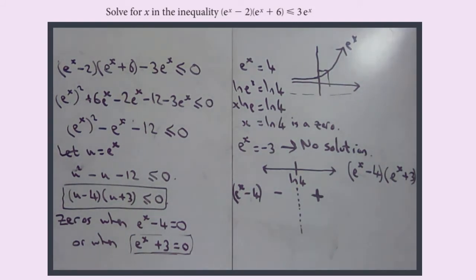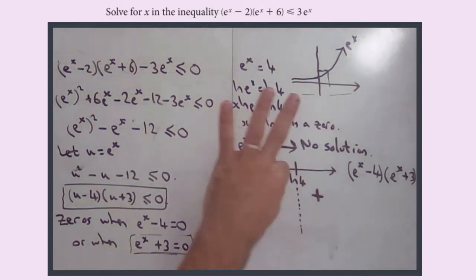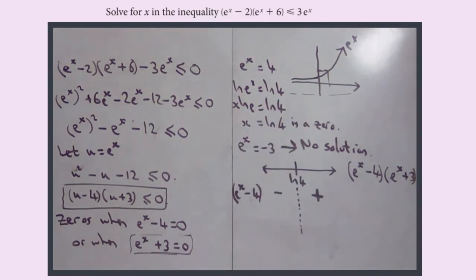Just think about it, ln4 is the power you raise e to get 4. So say x was ln5. ln5 must be a bigger number than ln4 because it's the power you raise e to get 5. It must be bigger than the power you raise e to get 4. So say x was ln5, then this number here would be 5 minus 4, and that would be positive. If x was, say, ln3 on this side, which must be a smaller number, this is going to be 3 minus 4, which is negative.